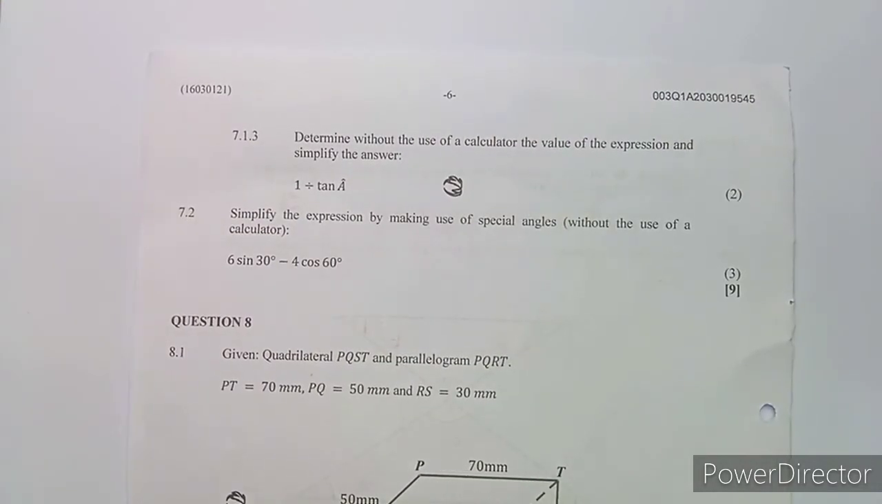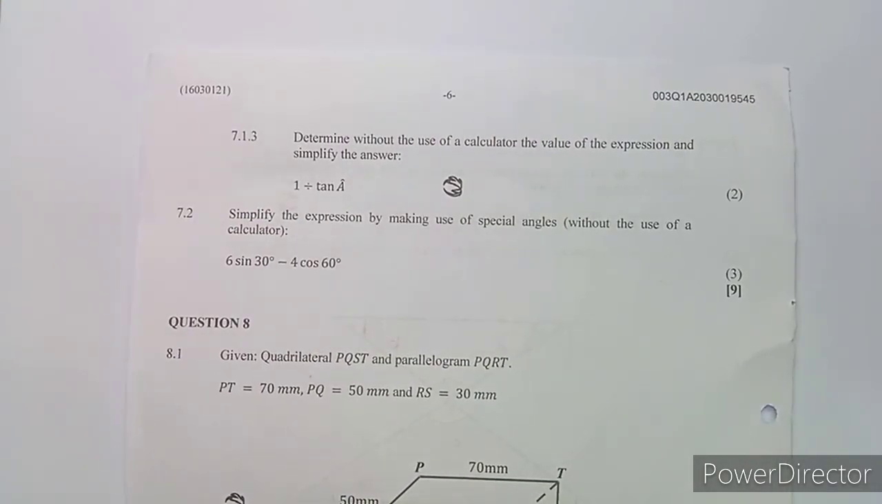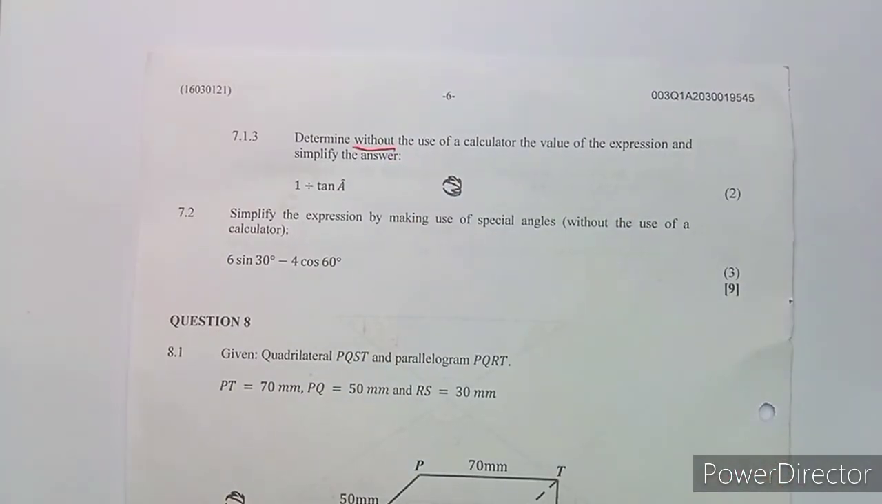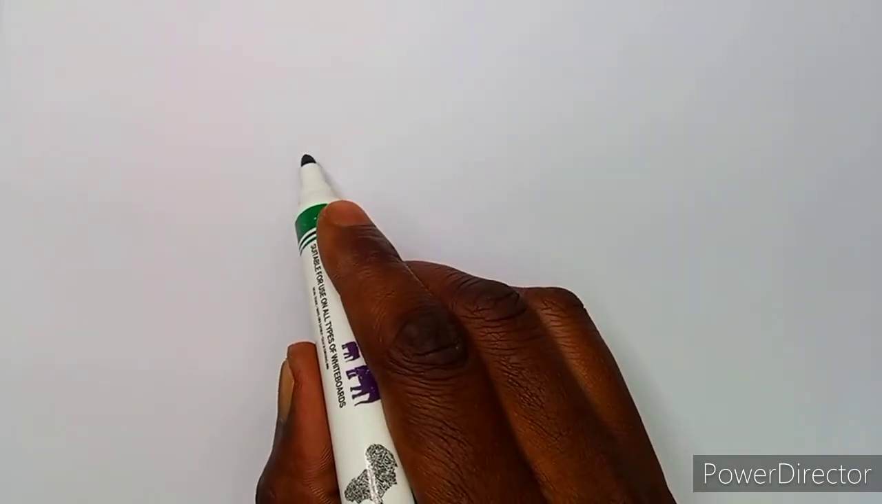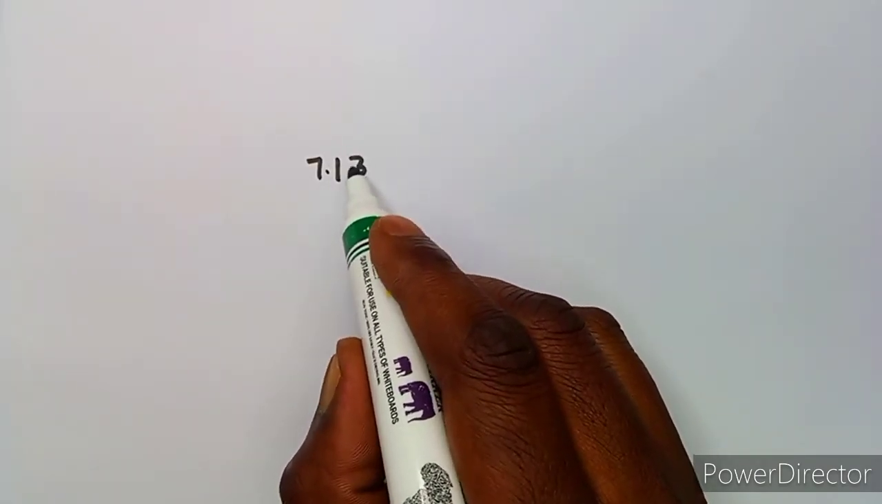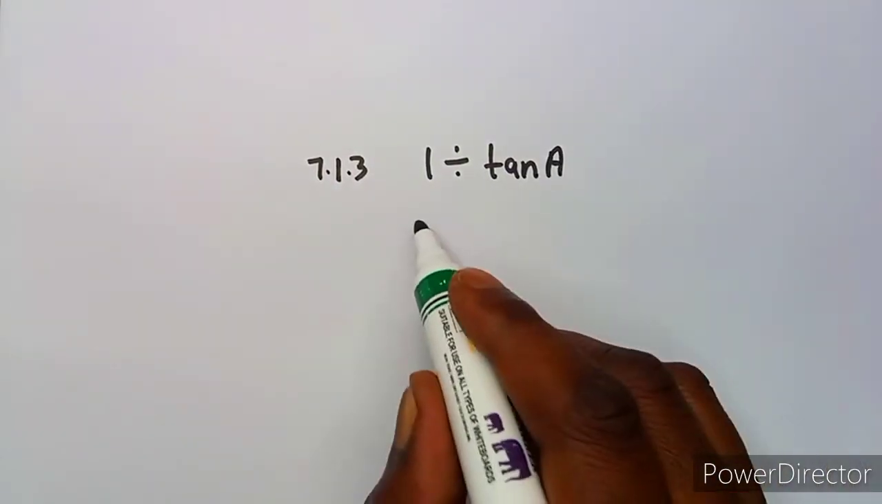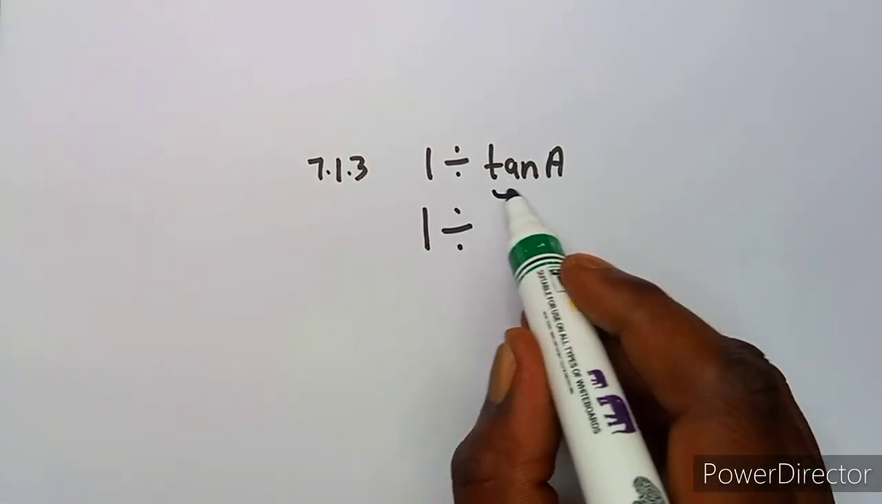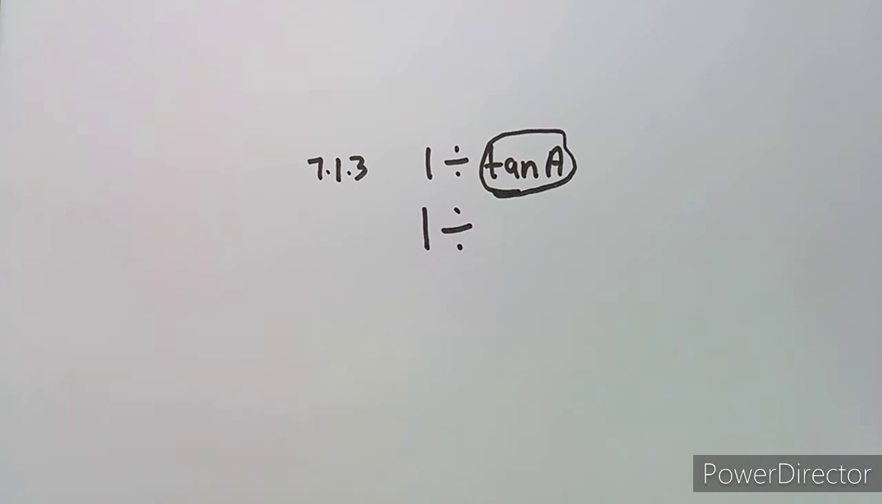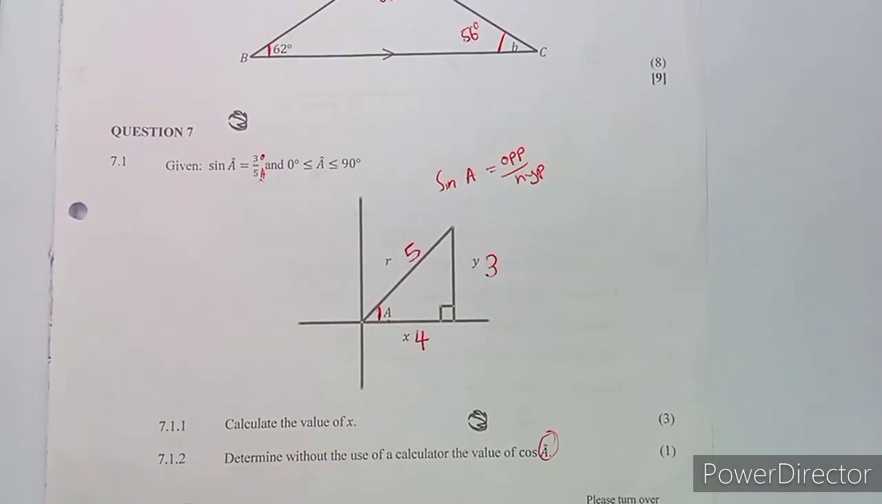Then determine 7.13 without the use of a calculator. Again, take note, guys, without a calculator, the value of the expression, and simplify the answer. So you need the value of the expression and also to simplify the answer: 1 divided by tan A. All right, so let's see what we're supposed to do. This is 7.13. So 1 divided by tan A, like this. We have to find the value of tan A, so back to the diagram, we need the value of tan.